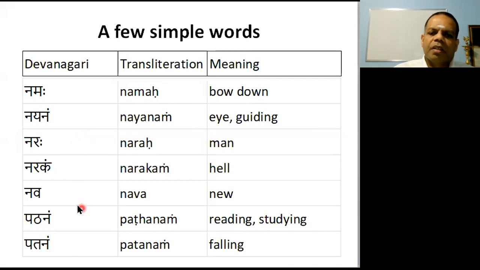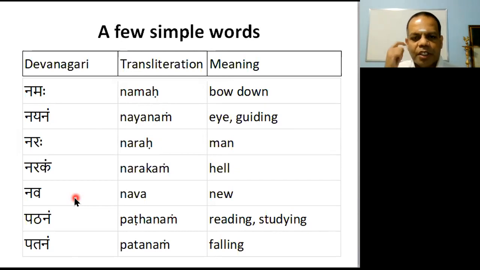The next word is nava. Nava means anything which is new. Nava also means 9. But in this case, let us take the meaning as new. Like Navaratri, 9 nights. So it comes there also.